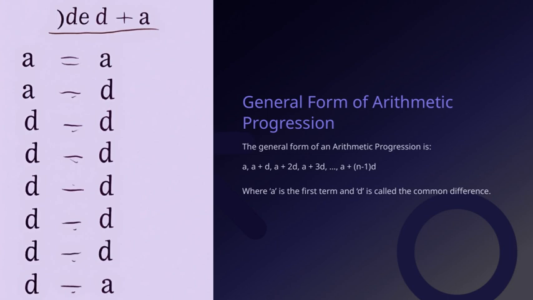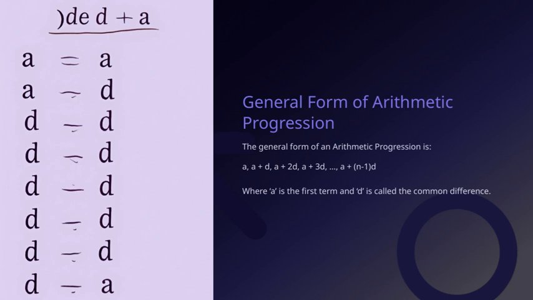Each subsequent term increases by this same difference, which is what makes the sequence arithmetic. You can see the pattern continues infinitely, and the nth term of this sequence is written as a plus (n-1)d. The general form of an arithmetic progression is a way to express this pattern in a compact, formulaic way. It helps us easily find any term in the sequence without listing all previous terms.